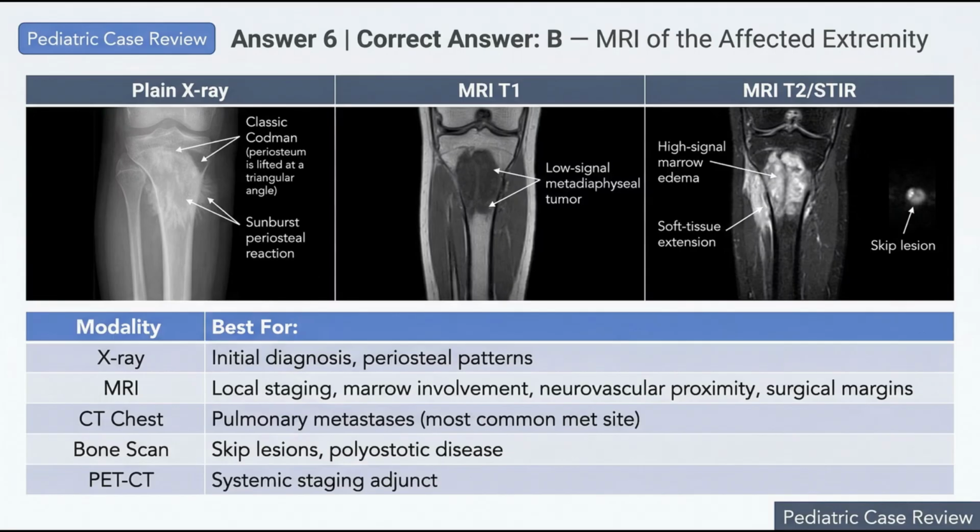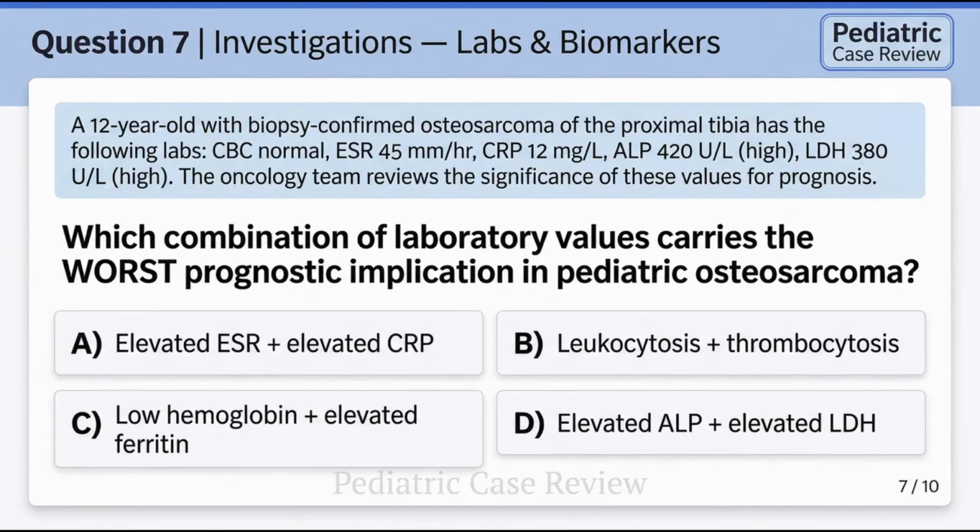reaction. Computed tomography chest is ordered specifically for pulmonary metastases, which are the most common site of distant spread. Bone scan is used for detecting skip lesions and polyostotic disease. Positron emission tomography combined with computed tomography serves as a systemic staging adjunct. Question 7. Investigations, labs, and biomarkers.